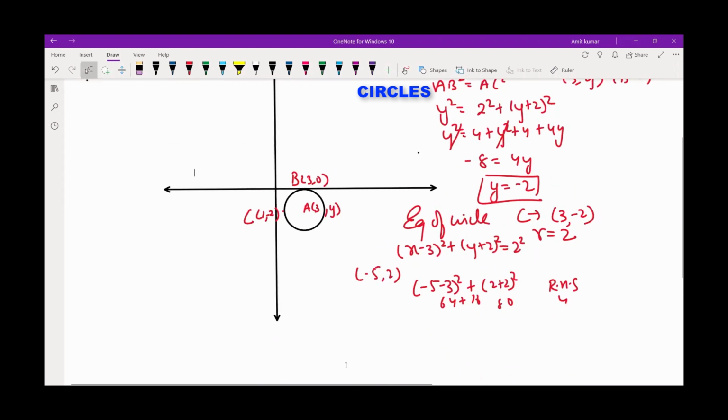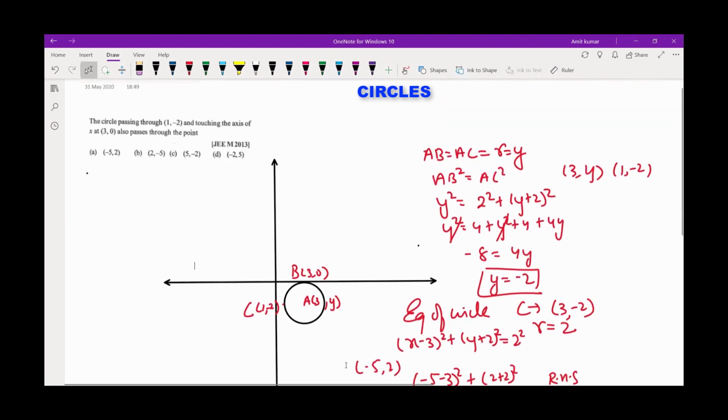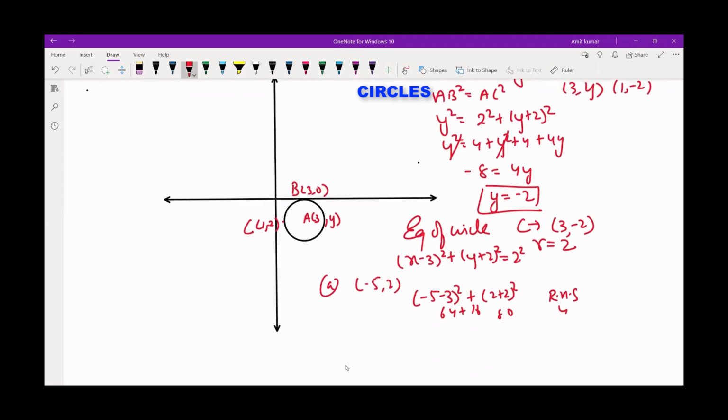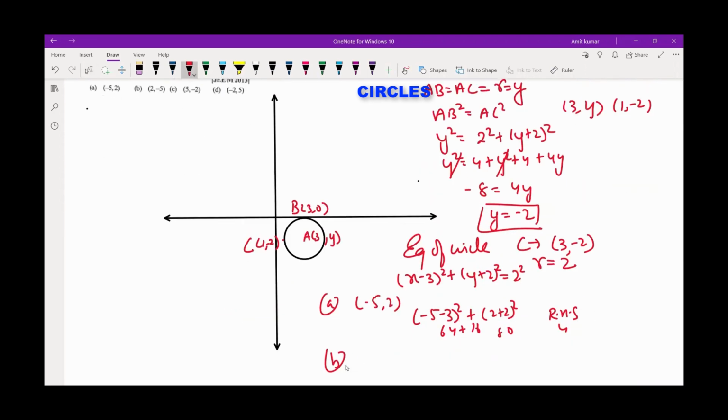Now when I put (2, -5) in this equation, I again just substitute the values of the second option. So I get (2 minus 3) whole square and (-5 plus 2) whole square on LHS, and this turned out to be 1 plus 9, which is 10, and RHS is 4. So LHS again is not equal to RHS.